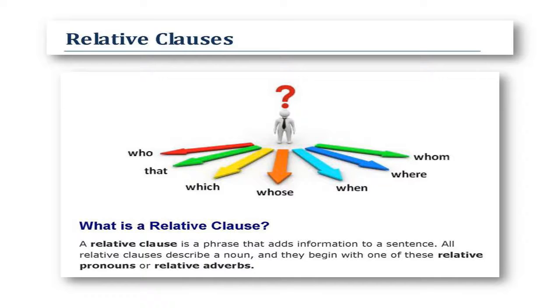Relative clauses. What is a relative clause? A relative clause is a phrase that adds information to a sentence. All relative clauses describe a noun, and they begin with one of these relative pronouns or relative adverbs.